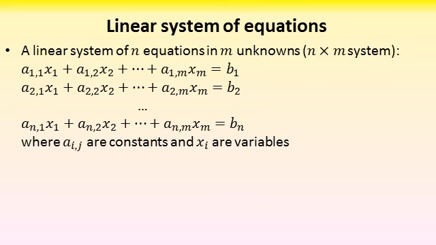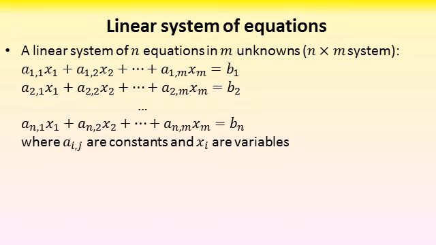There are n rows in this system, one row for each equation. If you look at the first equation, the first row on the left hand side, you see that we have x1, x2 all the way to xm. Those are the m variables. In front of each variable is a constant denoted by a, and we need two subscripts for the a. The first subscript denotes on which row we are, and the second subscript denotes which x variable it belongs to. And on the right hand side is another constant denoted by b.